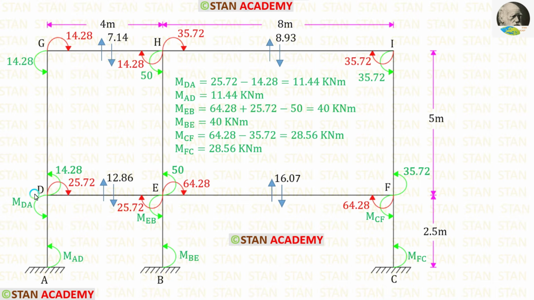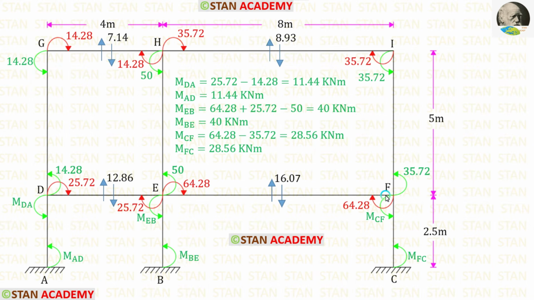Now let us take the joint D. To find MDA, we have to subtract 14.28 by 25.72. When we do that, we are getting 11.44 kilonewton meter. So MAD also should be 11.44 kilonewton meter. Now let us find MBE. For that, we have to add these two moments and then subtract 50. When we do that, we are getting 40 kilonewton meter. So MEB also 40 kilonewton meter.